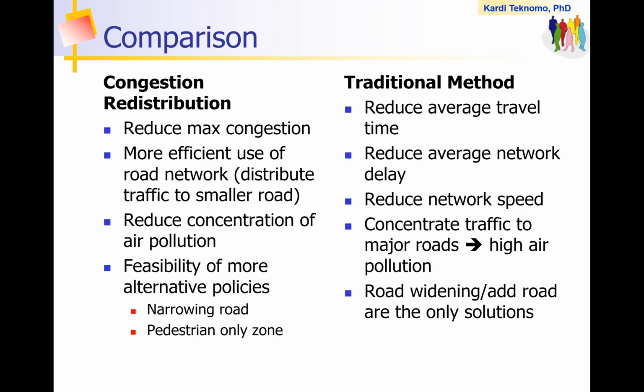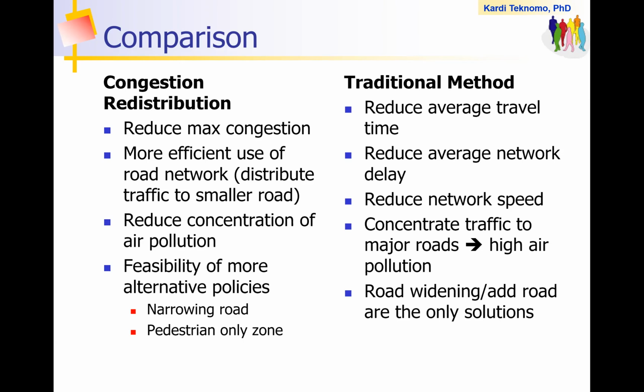Maximum congestion is a network performance. Yes, it is in one link, but this is a network performance. You cannot get the maximum unless you compute for the whole network. And why is this better than, say, average travel time or network delay and so on? Because if you use maximum congestion, you will know which link. You will know the location and the value.